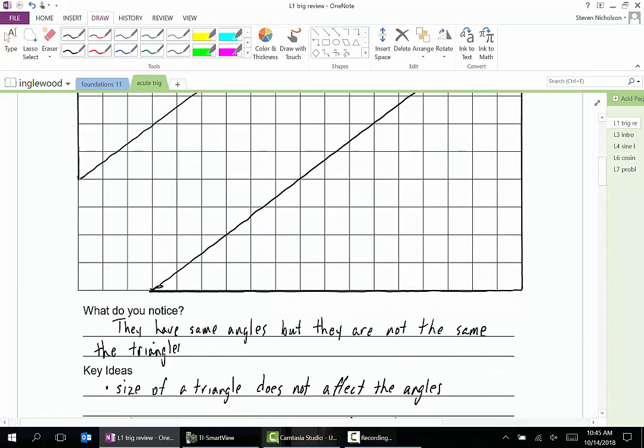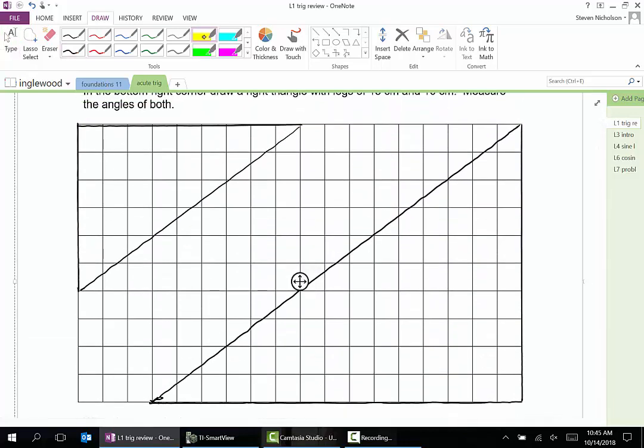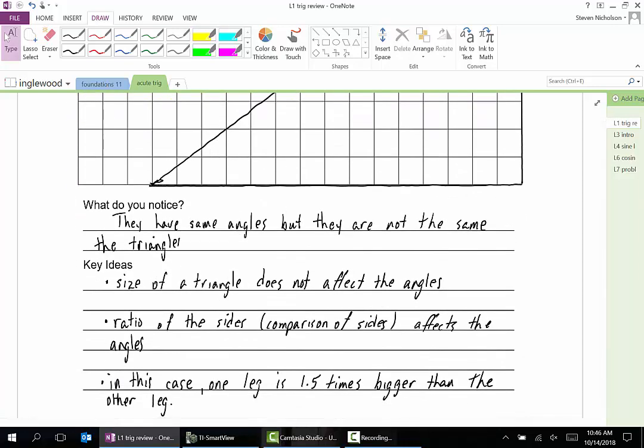So in our picture right here, it doesn't matter which one. This one right here is 9 units. This one right here is 6. So 9 is 1.5 times bigger than 6, just like 15 is 1.5 times bigger than 10.